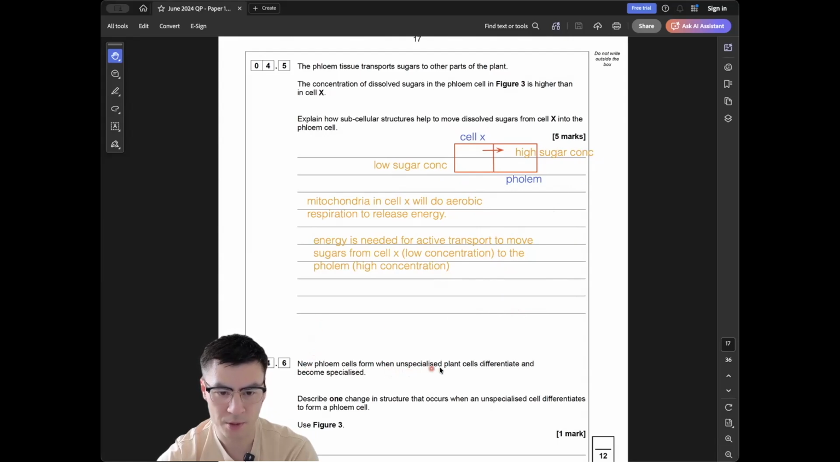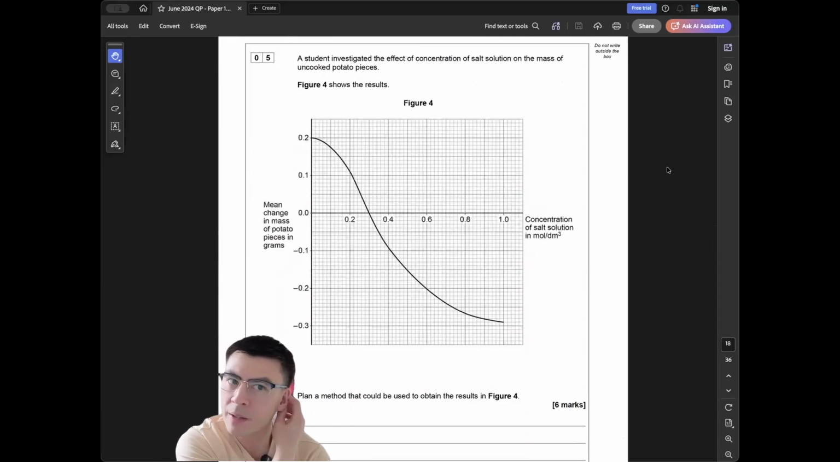4.6 The new phloem cells form where unspecialized plant cells differentiate and become specialized. Describe one change in structure that occurs when an unspecialized cell differentiates to form a phloem cell。你記得 phloem 同 xylem 全部都冇 nucleus 㗎嘛？OK，咁你就寫 lost of nucleus。Okay, question 5.